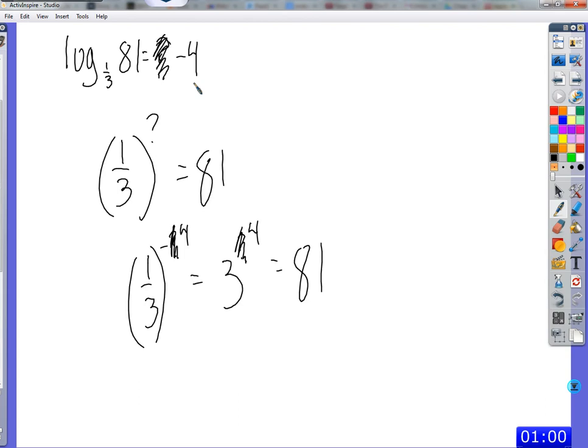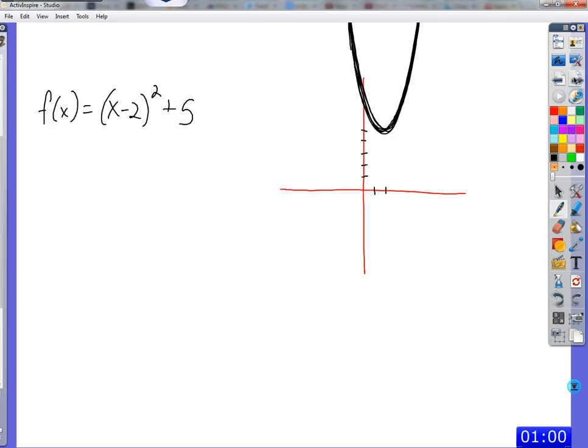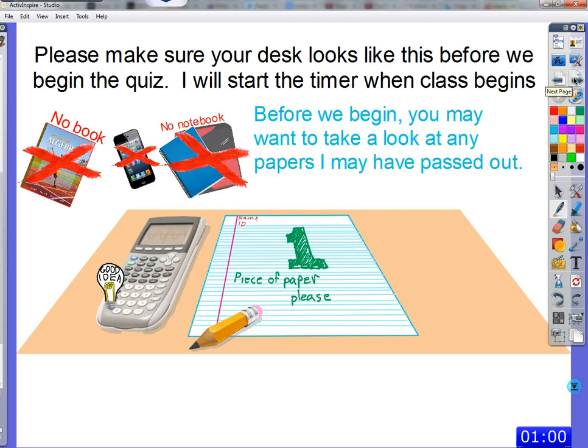Great. You good? All right, so now let's see about using those logarithmic properties and solving exponential equations.